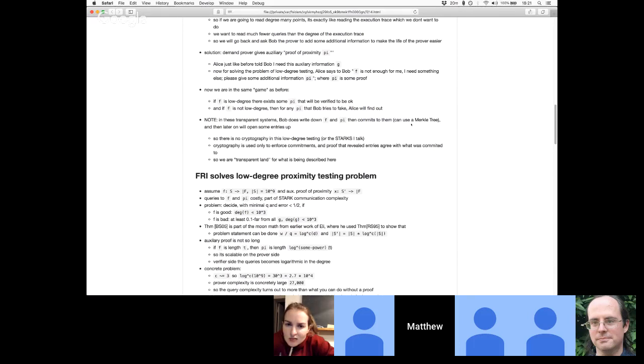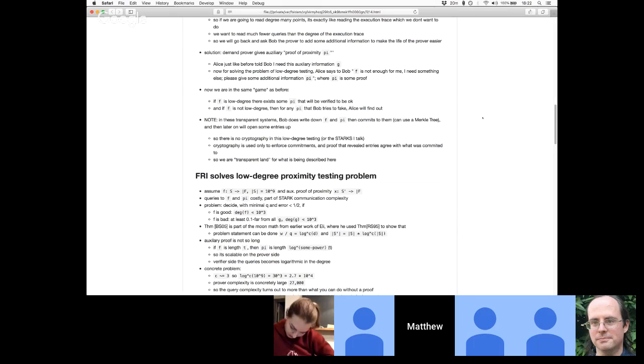I guess it's, kind of by the side, not so important, but there's no cryptography in all this low degree testing, or even in the Starks 1 talk. Cryptography is only being used to enforce the commitments, and later on when you're revealing, so that the revealed entries agree with what was committed to. And he called this transparent land.